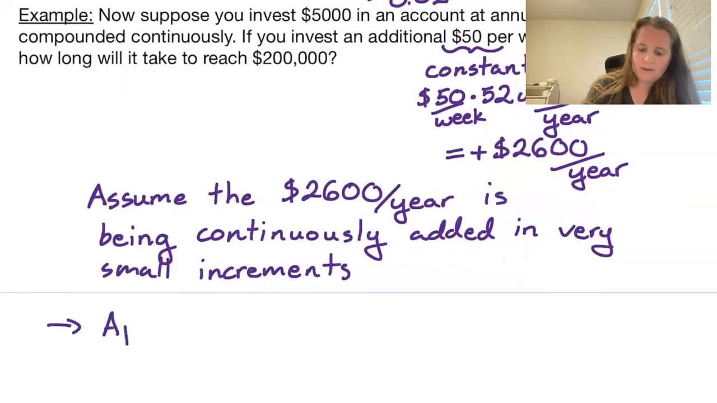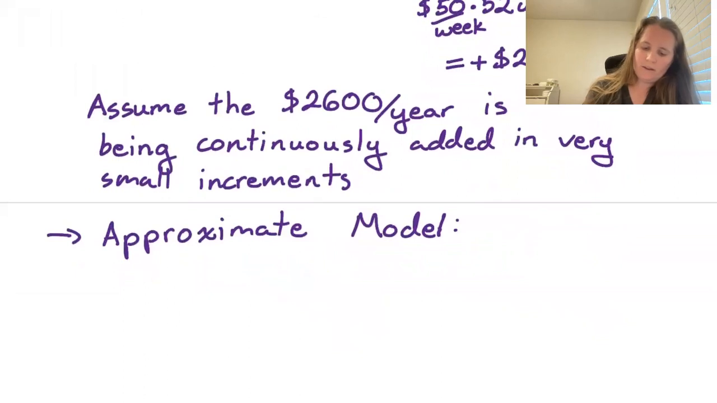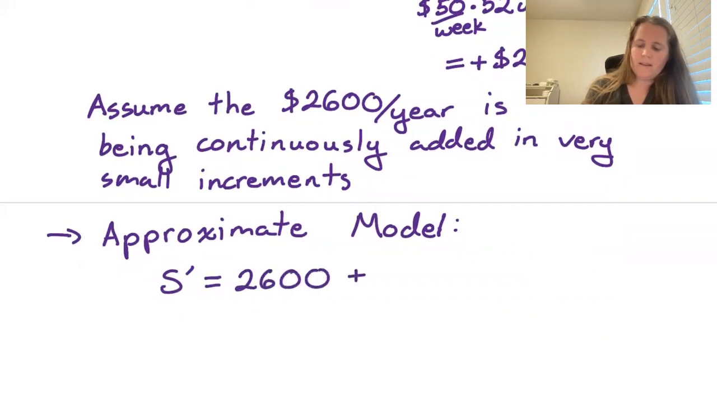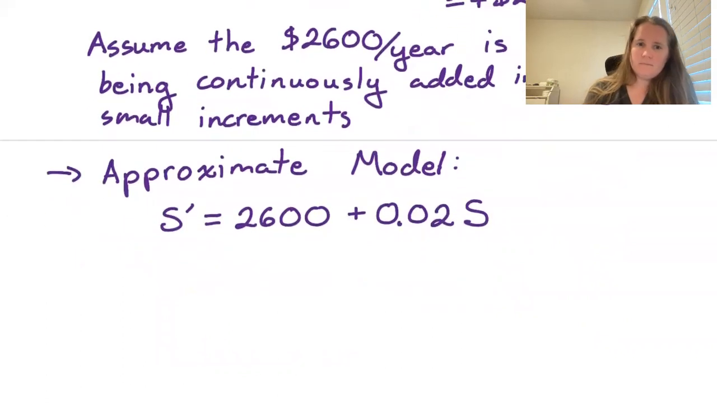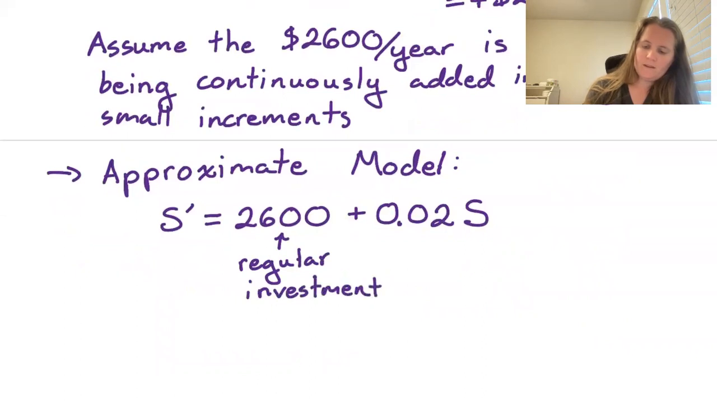So our approximate model will therefore be, we have whatever we have in the account, the rate of change. We'll add in that 2,600 per year. And then plus our interest rate is going to be 0.02. So we're looking at plus 0.02 times whatever is currently in the account. So this is our regular addition, this is our regular investment, plus the compounding interest.